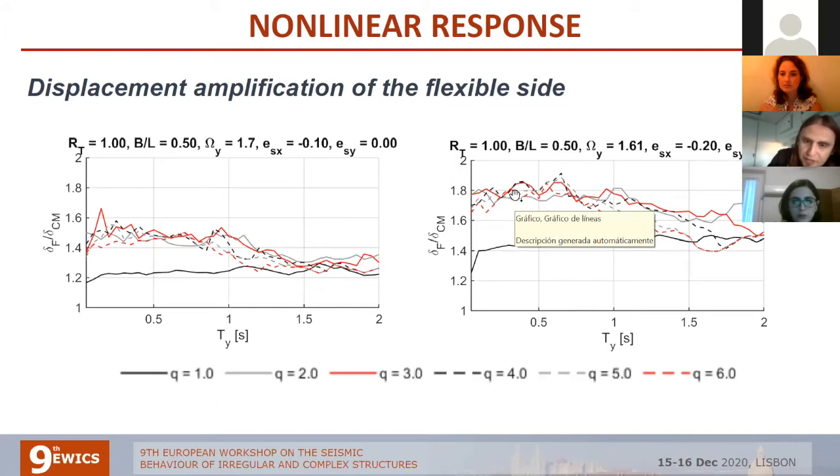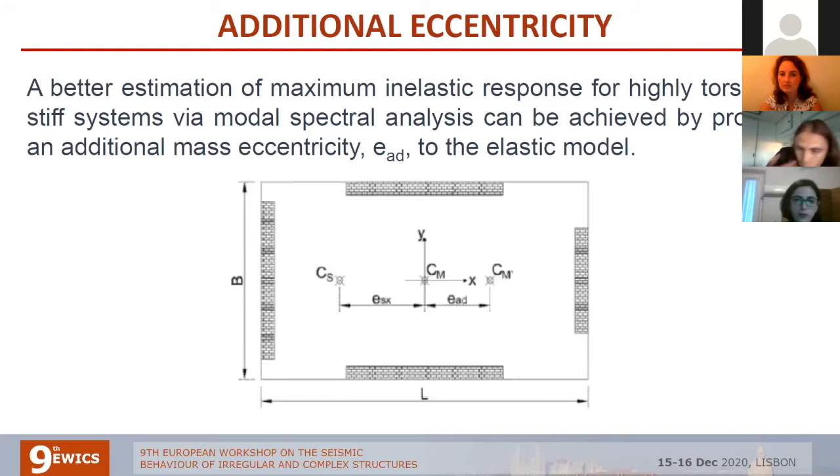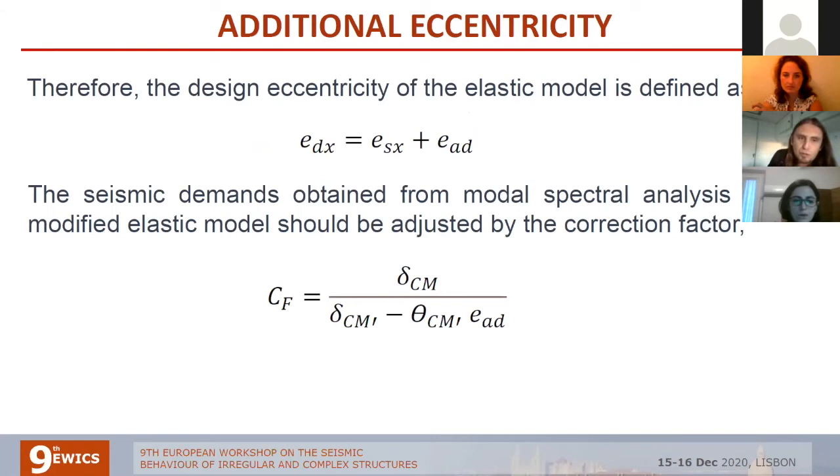So the premise of this work, as I previously mentioned also, is that a better estimation of maximum inelastic response for highly torsionally stiff systems may be achieved by putting into the model an additional mass eccentricity. And therefore, in this approach that we're proposing, the design eccentricity of the elastic model would be defined as the actual eccentricity value plus the additional eccentricity.